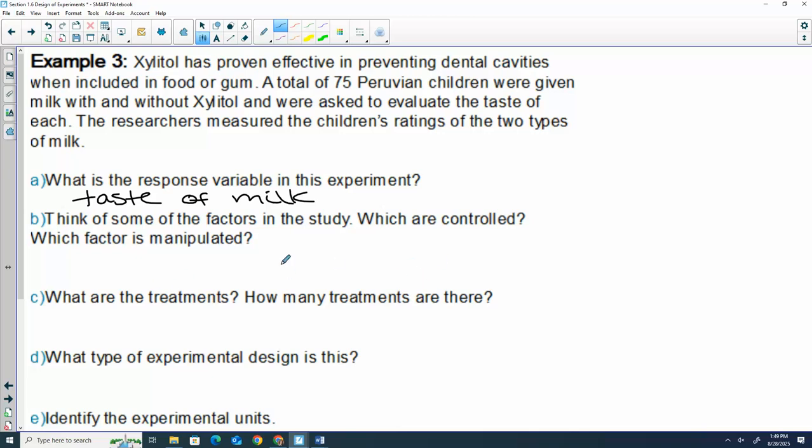Okay, so the factors in the study, that's like the things we manipulate, the explanatory variables. What are some of those variables that we're controlling? Who gets what? Or without xylitol. Is that the one that we are manipulating? Yeah, that's the one we're manipulating.